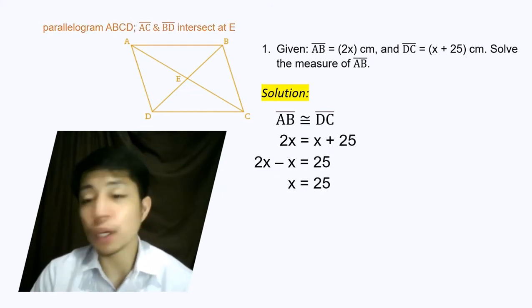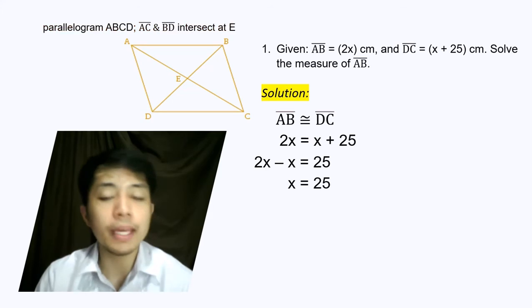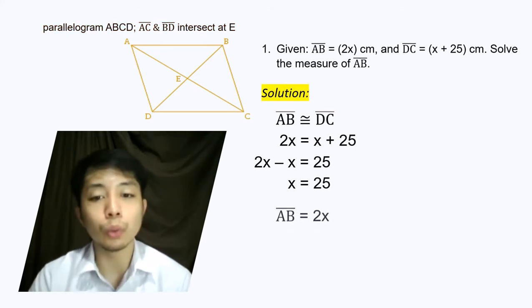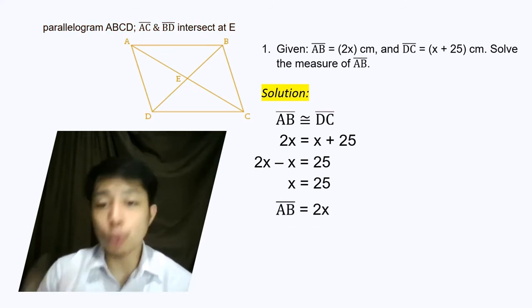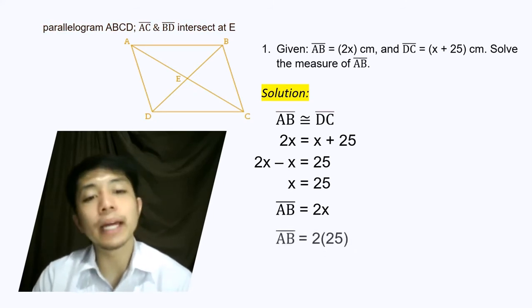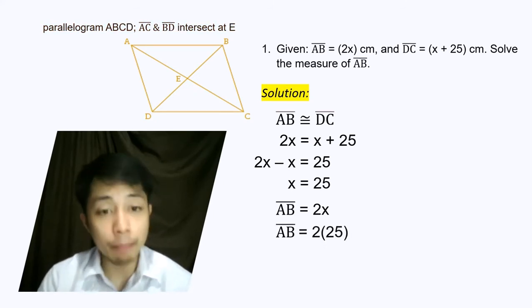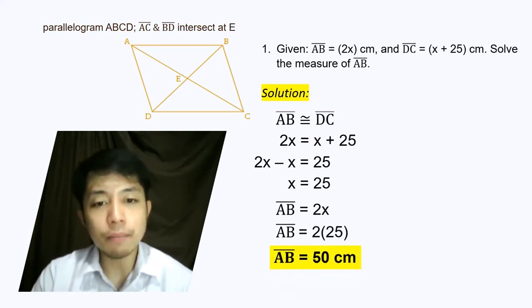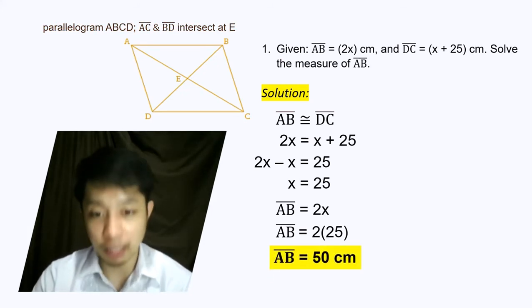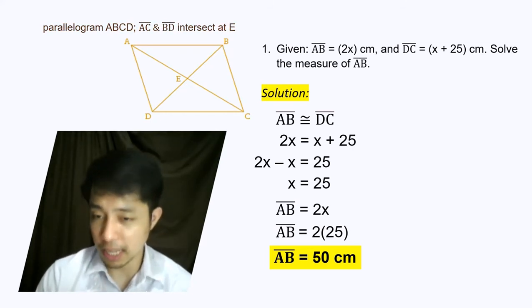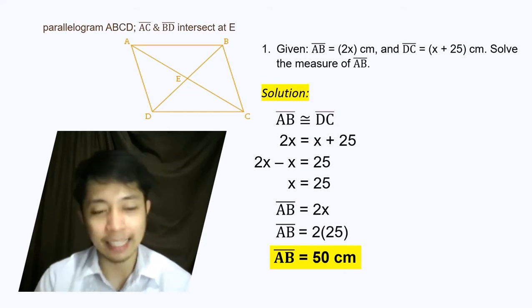We are not done yet because the problem is asking for the value of side AB. Since AB is equal to 2x, and we solved the value of x, which is 25, multiply the two values, and the final answer is side AB is equal to 50 centimeters. Don't forget the unit; since it is stated, you have to include it in the final answer.